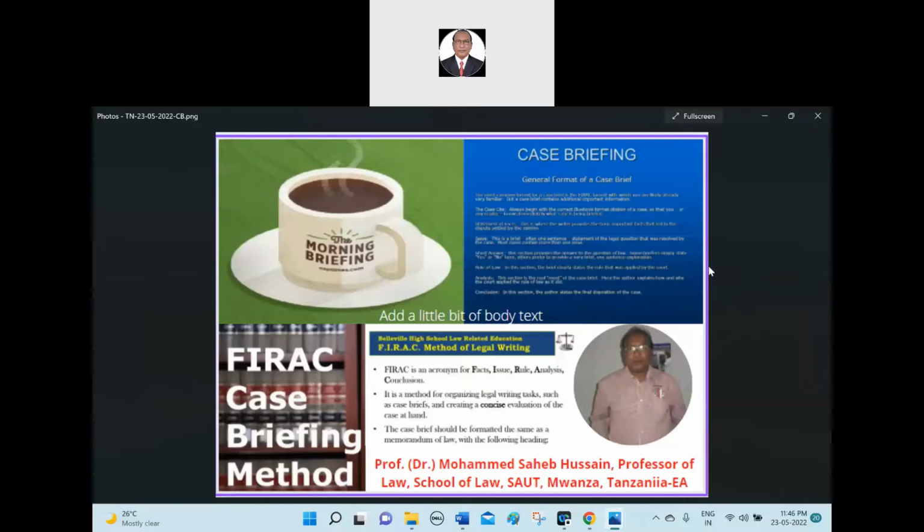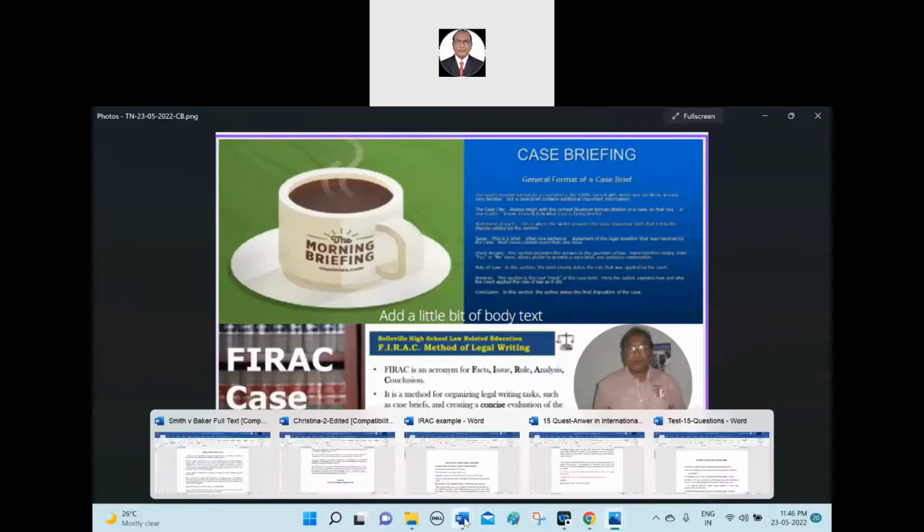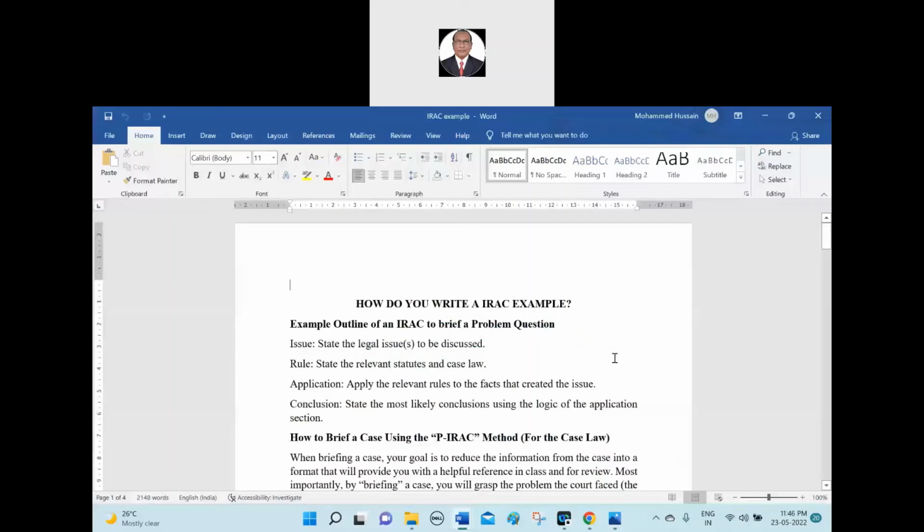Okay, now let us see the FIRAC case briefing method and how it could be done. How do you write an IRAC example? IRAC can be used only when the problem question is given. And IRAC is an acronym. But in one of the postings, a full stop is put in it. It's wrong, because an acronym doesn't go with any punctuation, because we pronounce it as one word. So the PFIRAC model is only for case briefing.